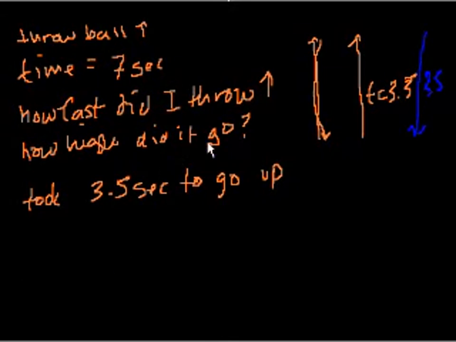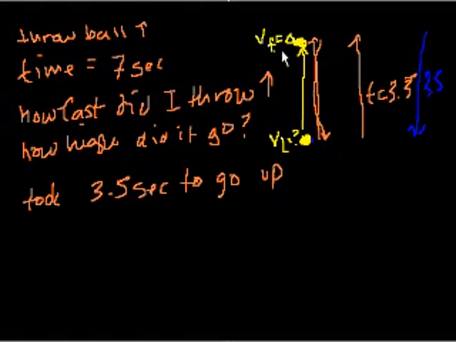So what does that tell me? Well, it tells me that in 3.5 seconds, the ball went from whatever initial velocity it had when it left my hand, v sub i, which is not a number here, to, by the time it got to the peak of its travel, 0 velocity. I'll call that v sub f, the final velocity. It went from whatever speed I threw it at to 0 in 3.5 seconds.